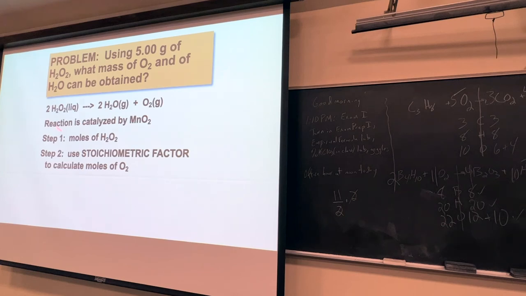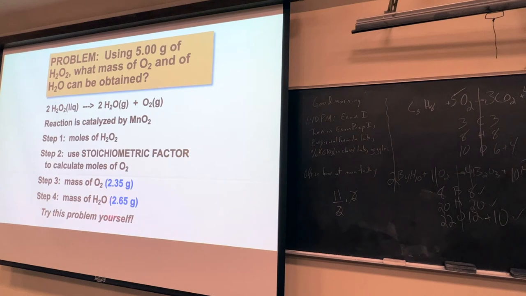What you start with goes on the bottom, and what you want goes on the top. If you did water, it would be 2 to 2. Anyway, then you can find the mass of O2, 2.35 grams. You can find this number, mass of water, either by 5 grams minus the O2, or you could go grams of H2O2 to moles, 2 to 2 times molar mass to get this number as well.